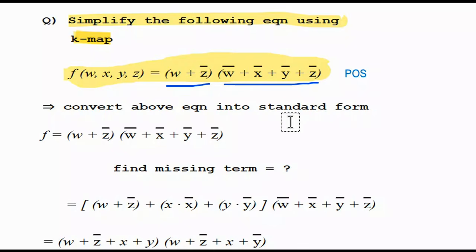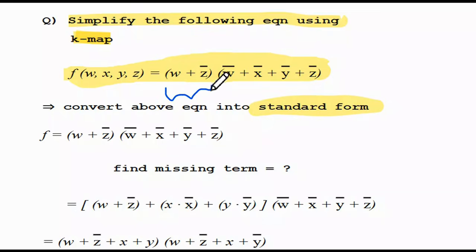So how to solve this problem? So whatever the equation is given, you need to convert this equation in terms of the standard form. Yes, so standard form कैसे निकालते हैं ये तो सबको पता है, right? So consider this term. So w plus z. Now tell me before that how many variables are there? W, x, y, z. 4 variables are there, right?